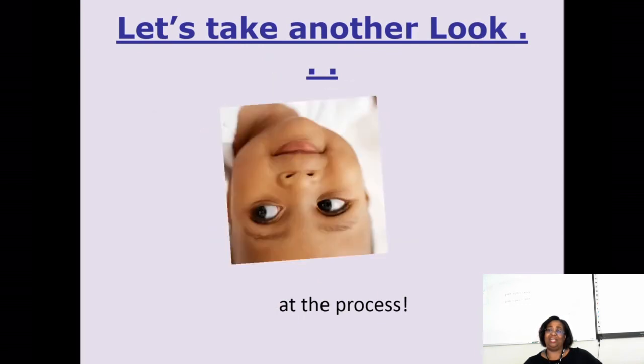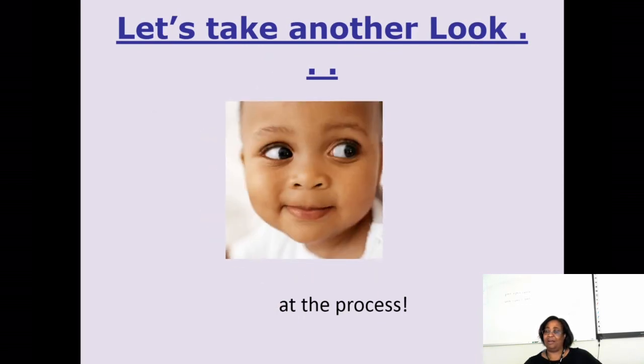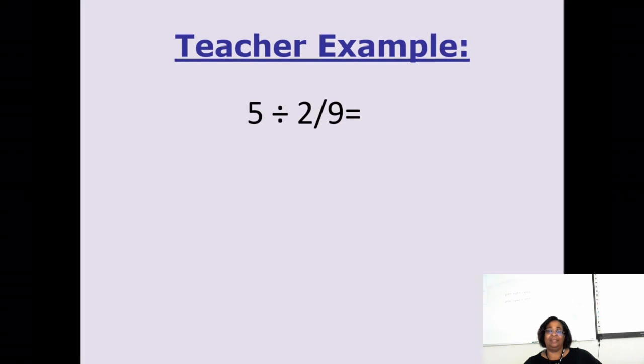All right, let's look at the process. Here we go. I have 5 divided by 2/9. What's the first step? That 5 becomes 5 over what?